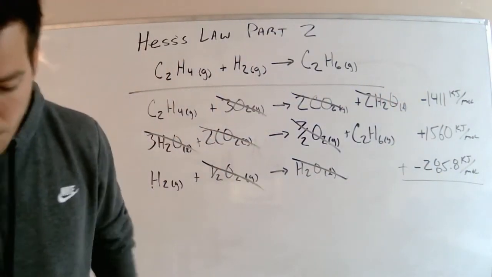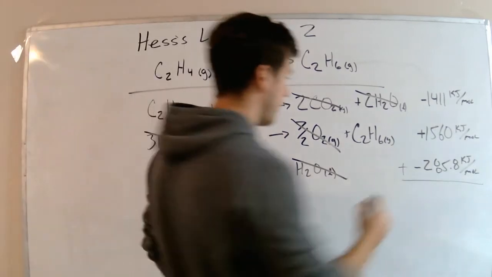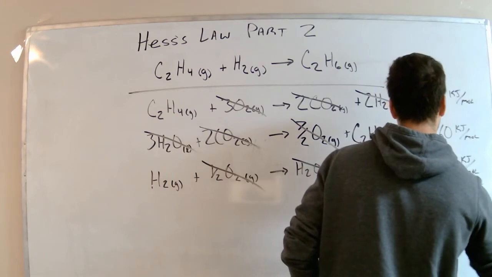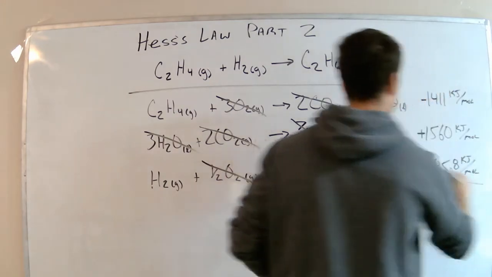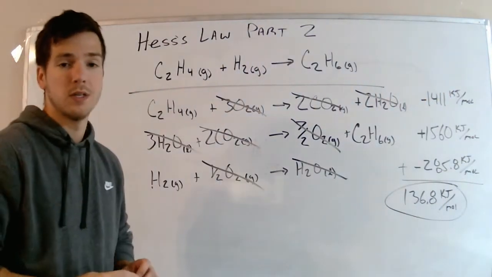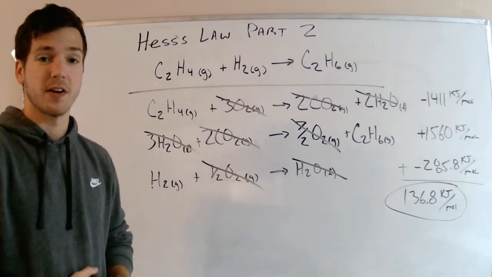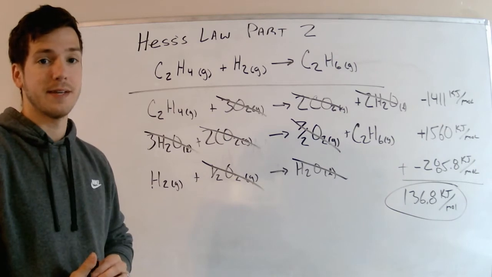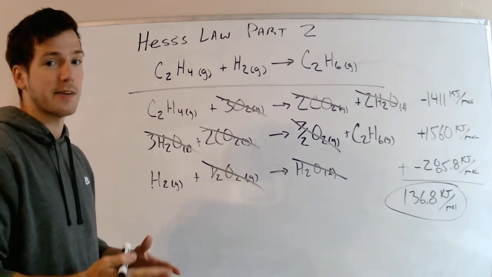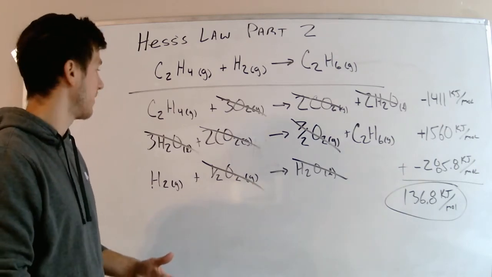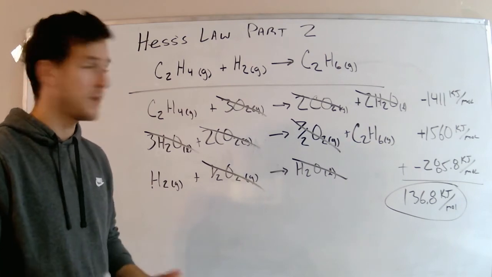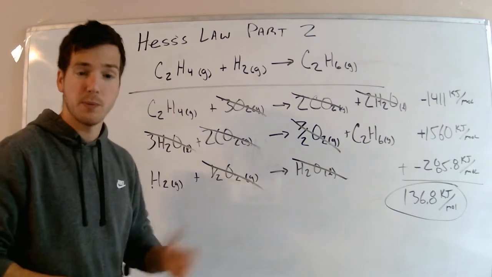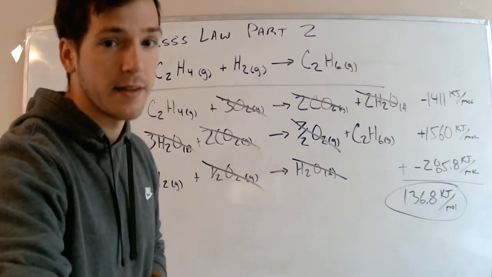So we'll add them all up and we should get an enthalpy of 136.8 kilojoules per mole, which if I were to ask endothermic or exothermic, you'd say endothermic because it is positive. Okay, so that is Hess's law, part 2. Now, if there was a situation where we had to double something, we would double our enthalpy, or if we had to half something, we'd half our enthalpy. Let's go ahead and do an example like that next.